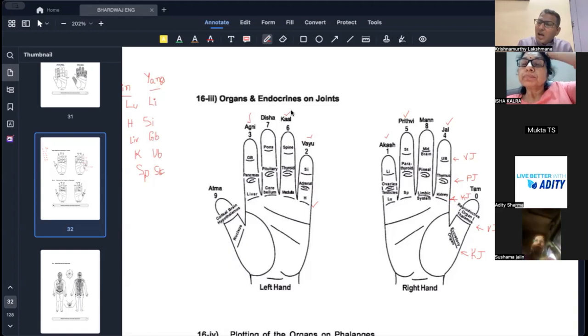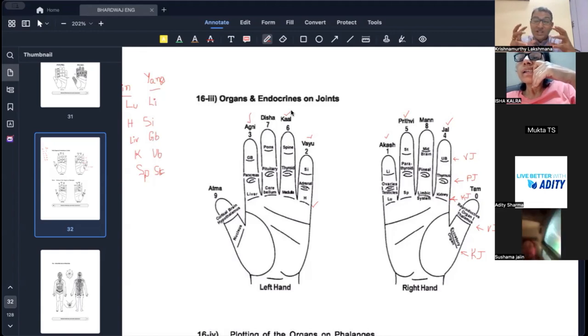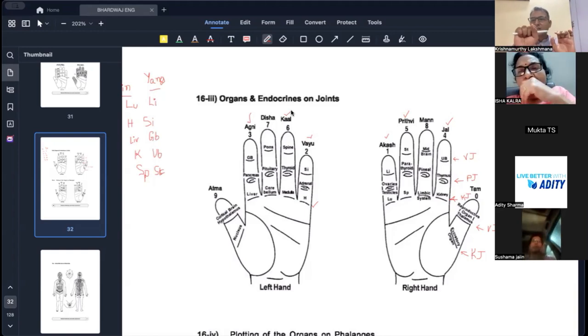Kal is what? Is it physical or non-physical? It is metaphysical. It is a perception. It is not physical. I can say this is a pen, I can hold it. I cannot hold the time.